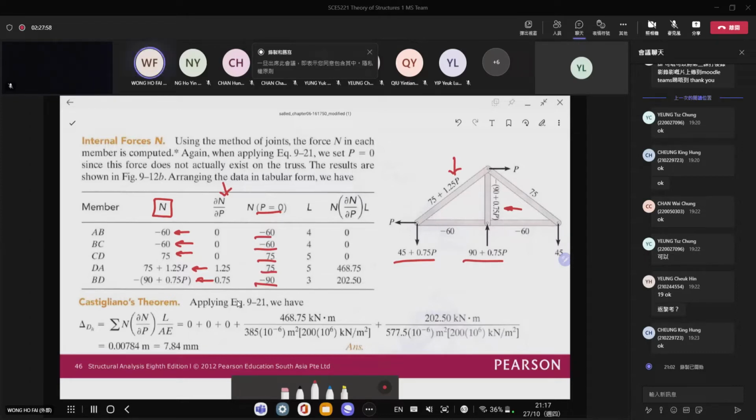And then from the equation, you know that if you want to find the answer, you need to multiply N by dN/dP by L. So you just multiply these three numbers together.